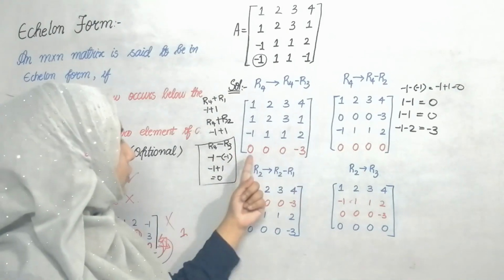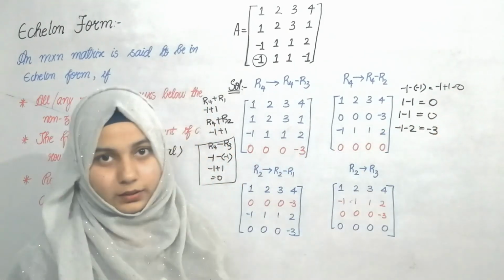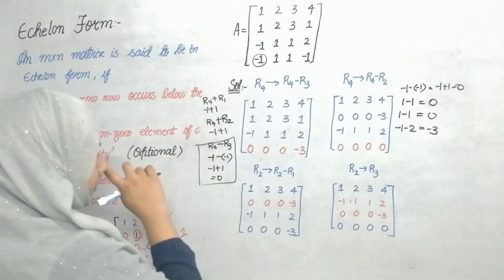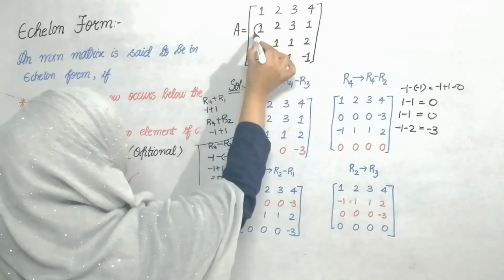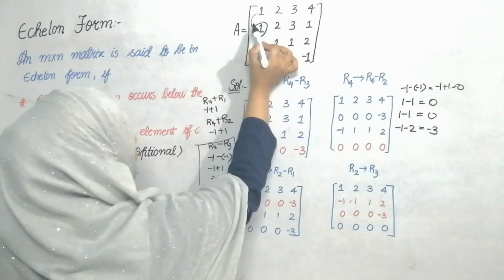The 4th row will be changed to 0, 0, 0, minus 3. Getting? Next, what am I going to do? I am going to make this element 0. R2, okay. How? By subtracting it with R1.